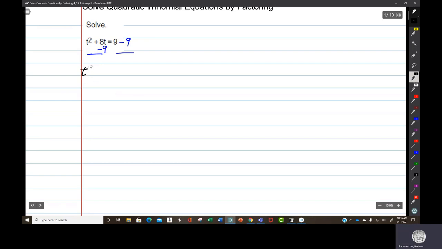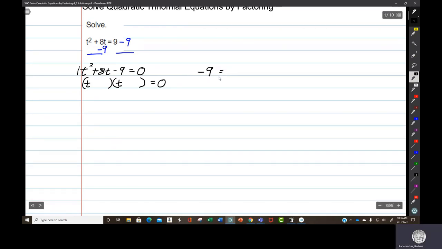Now I'll have t squared plus 8t minus 9 equals 0. Now I can solve my quadratic equation. I'm going to solve it by factoring. Notice what you learned yesterday about when there's a leading coefficient, a positive 1, that's the easy way. So we make 2 sets of parentheses, but this time we're going to say equal to 0. I take the t squared and split it up into t and t, and then I factor negative 9.